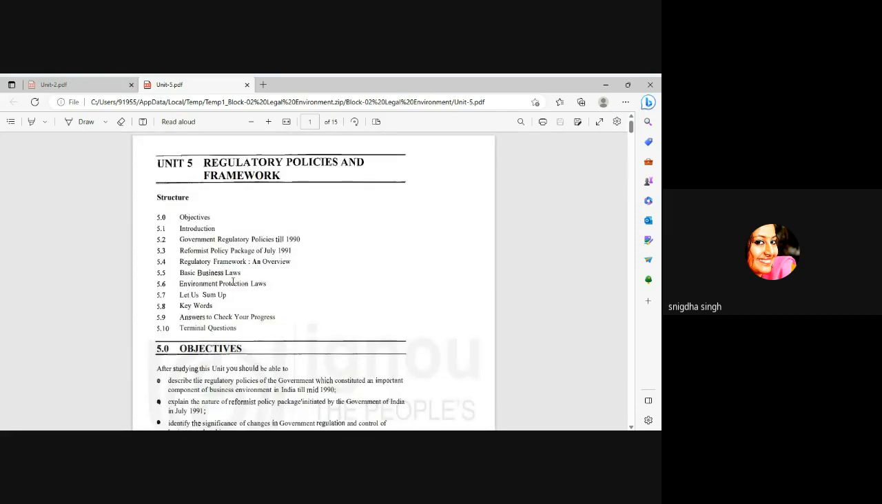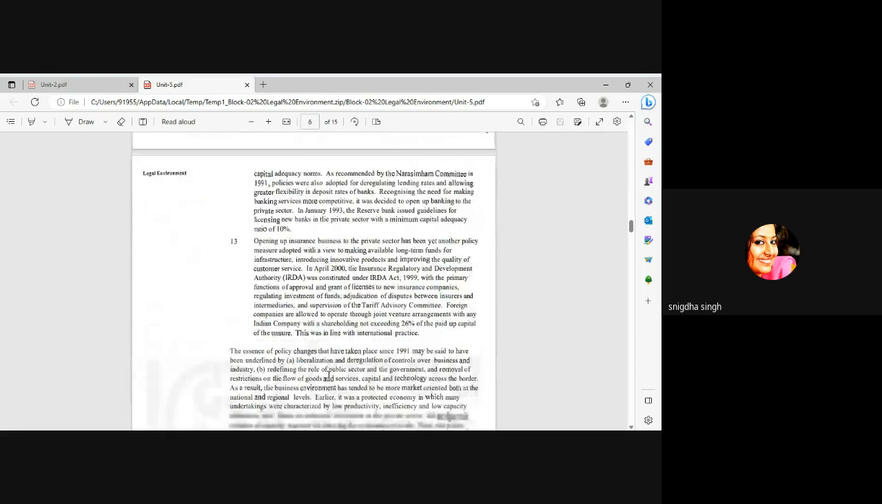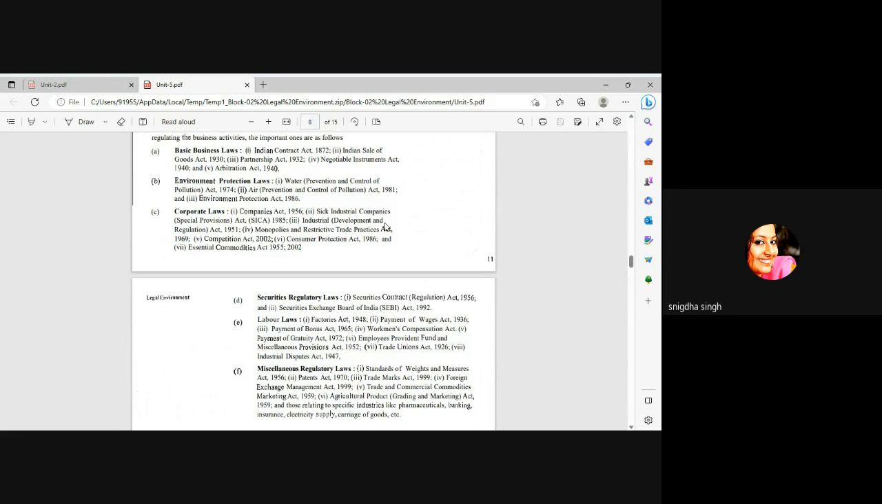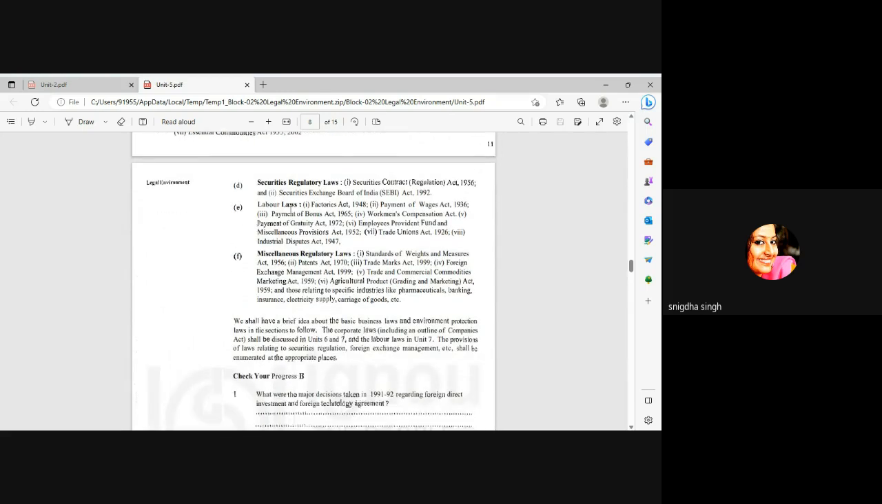Now, under this, there's an introduction given of the basic business laws. These basic business laws and environmental protection laws are something that we'll be covering even in the chapters to follow. So, in the chapters which are to follow, we'll be studying a bit about Indian Contract Act 1872, about Indian Sale of Goods Act, Negotiable Instruments Act, Arbitration Act, and so on and so forth. So, in the following chapters, we have a chapter on business law, we have a chapter on corporate laws, we have a chapter on labor laws. So, we will be discussing these in the chapters to follow. Yet, since this is giving a basic description, I think this is what I would prefer to give.